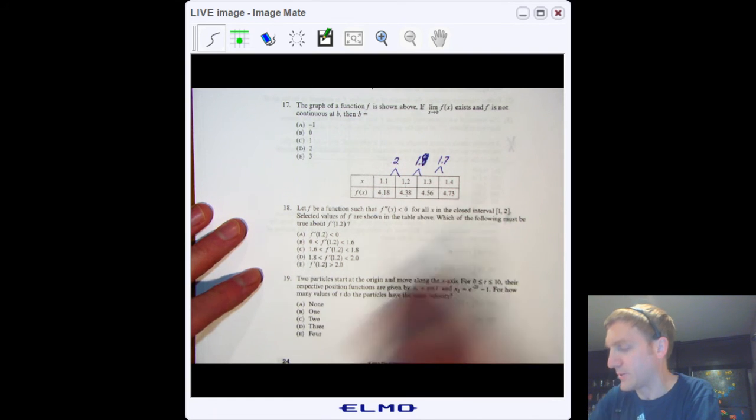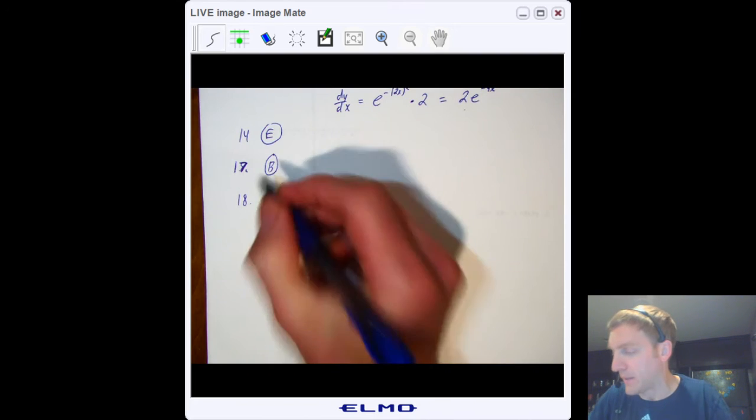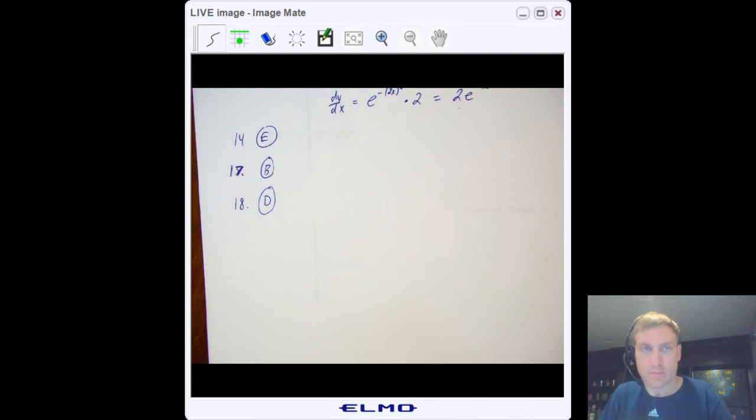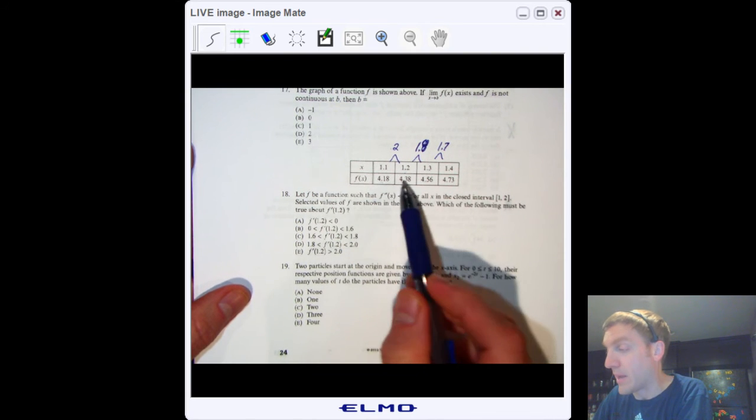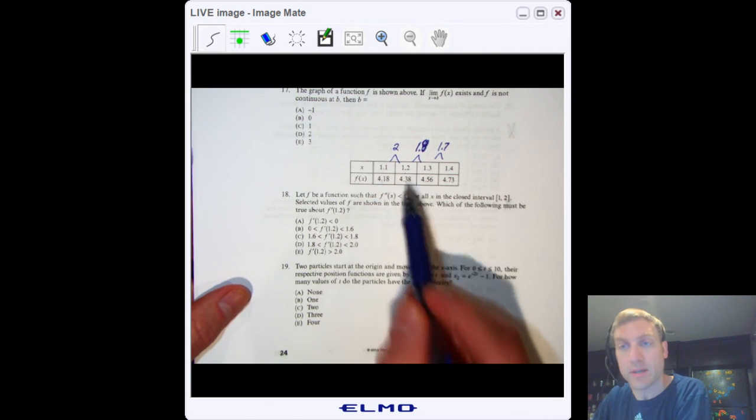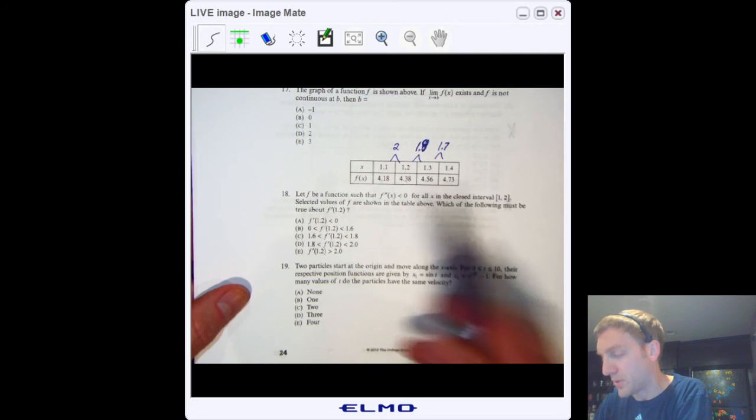So that's why the answer is going to be D. All right, so the thing to keep in mind whenever you're asked to approximate a derivative and you're given a table of values, just think slope. The derivative tells you the slope, so find the slope near 1.2.